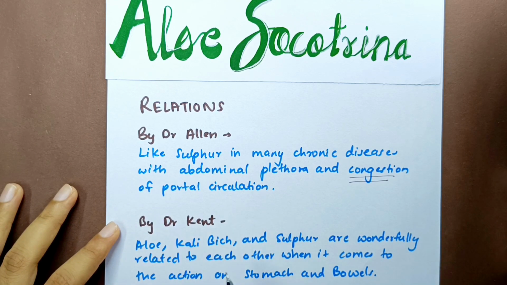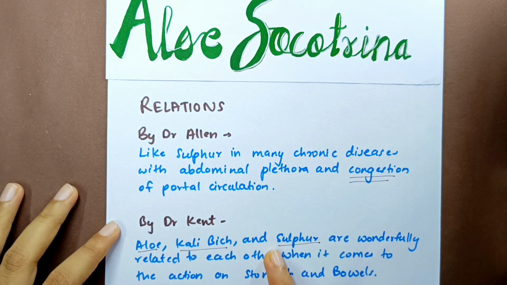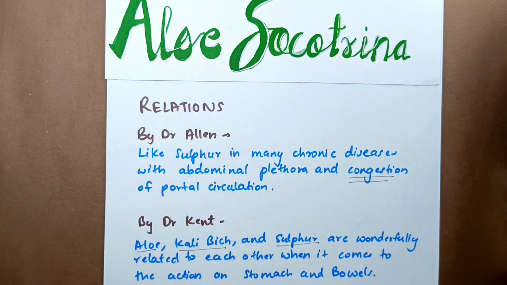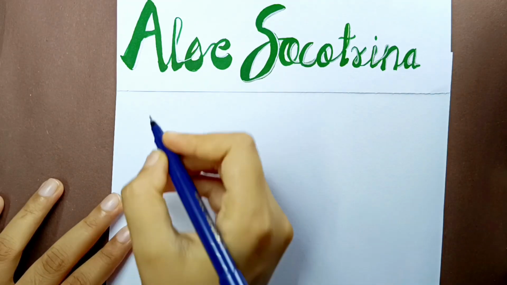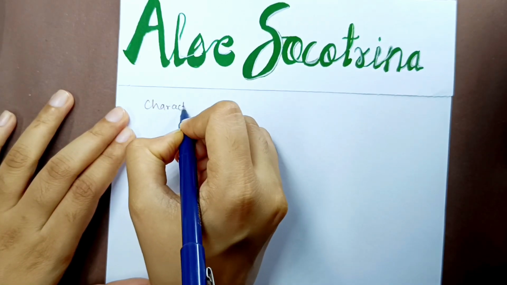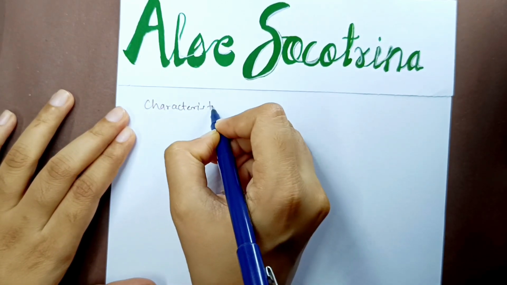Dr. Kent mentions that Aloe, Kali bichromicum and Sulfur are wonderfully related to each other when it comes to their action on the stomach and bowels. So that's all about the remedy. Let's just revise it very quickly. We started talking about the characteristic symptoms that this remedy has, which were mentioned by, obviously, Dr. N.M. Choudhuri.